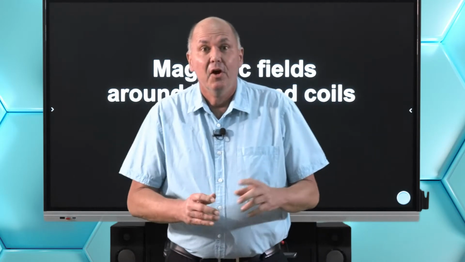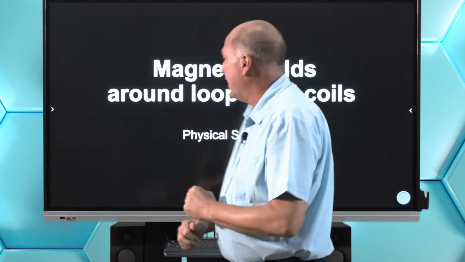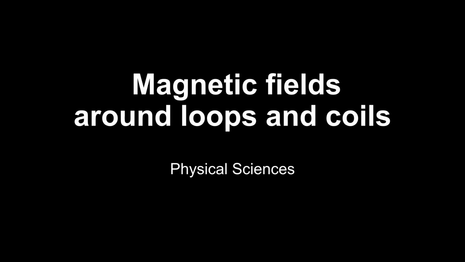Hello everyone, welcome to another physical science lesson. Today we're going to be continuing our investigation on electromagnetism, and in particular we're going to be looking at something very interesting. We're going to be looking at the magnetic field that you find around a loop or a coil. So let's go and have a look at what we're going to be discussing today.